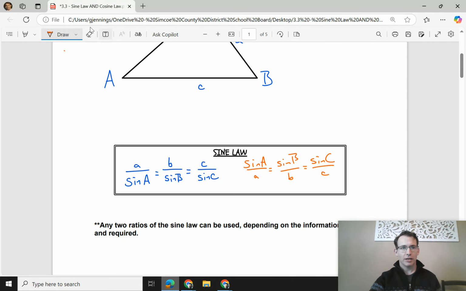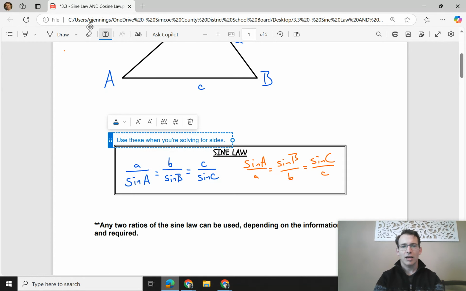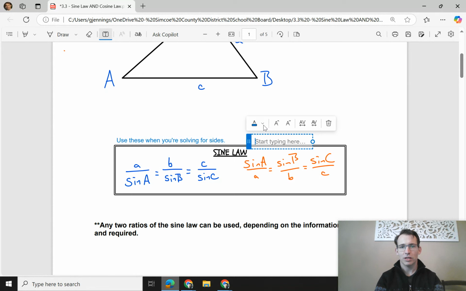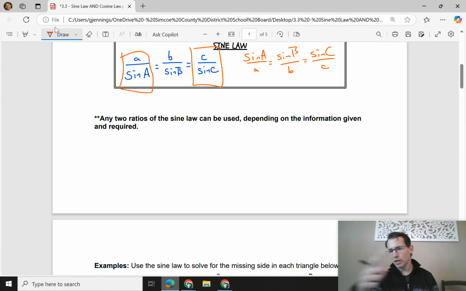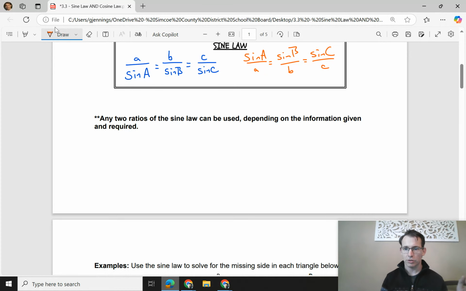Use this one when you're solving for sides. And if we're solving for angles, use these ones. Okay, so that's pretty clear. Let's try that. Any two can be used. So you could use like this one and this one, no problem. They're equals, equals, equals all the way through. So any pair of two of those ratios will be your formula that you'll use to solve problems.